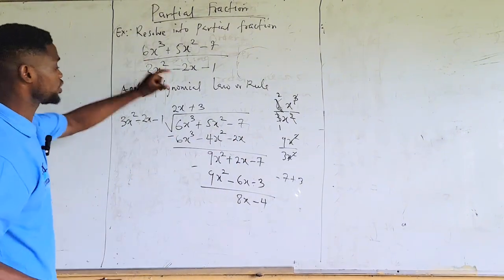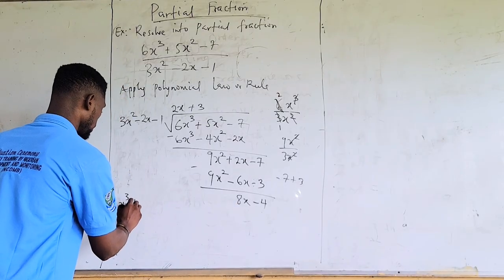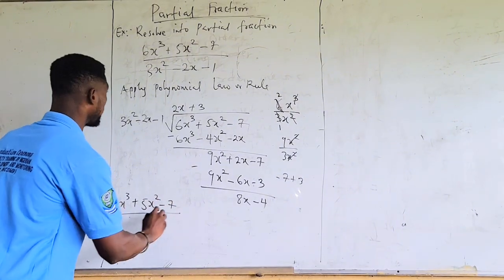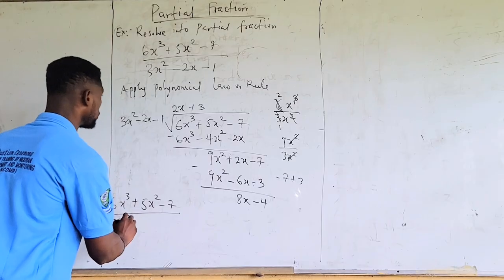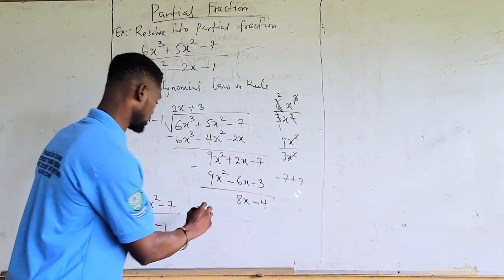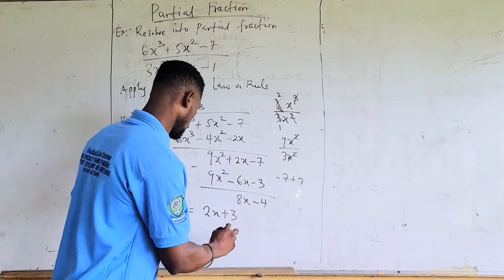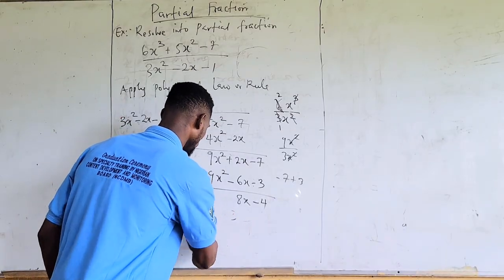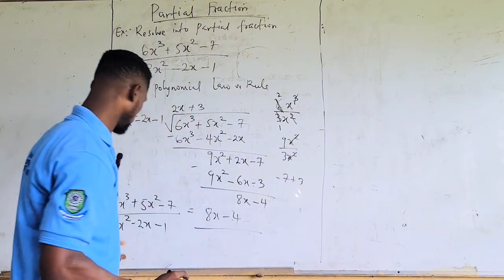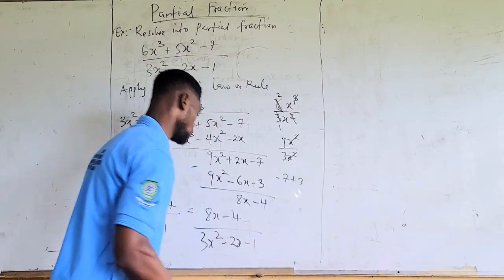Then we have resolved the equation, so this becomes 6x raised to the power 3 plus 5x raised to the power 2 minus 7 over 3x raised to the power 2 minus 2x minus 1 will be equal to what? Now we have this as 2x plus 3, and we have 8x minus 4 over this, that is 3x squared minus 2x minus 1.